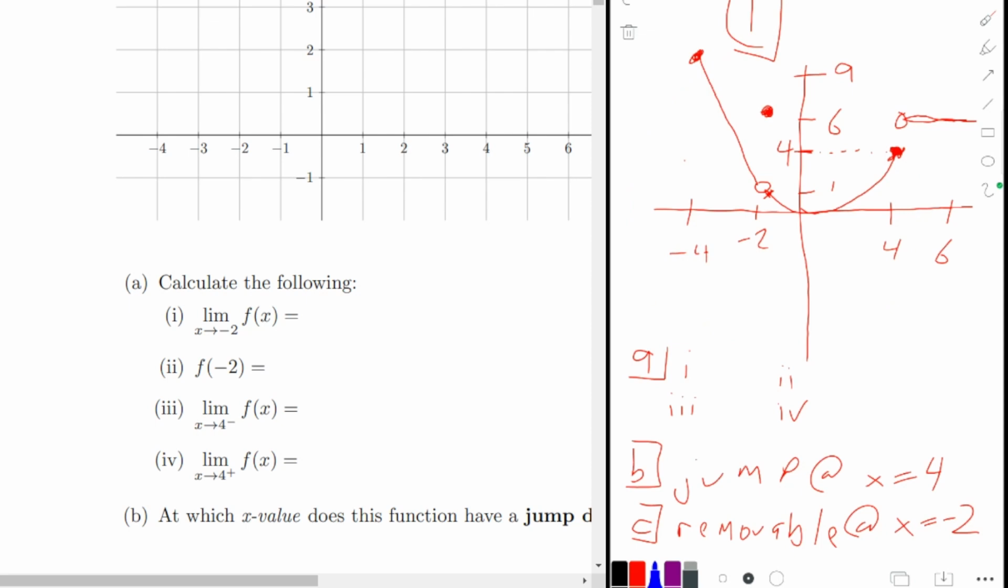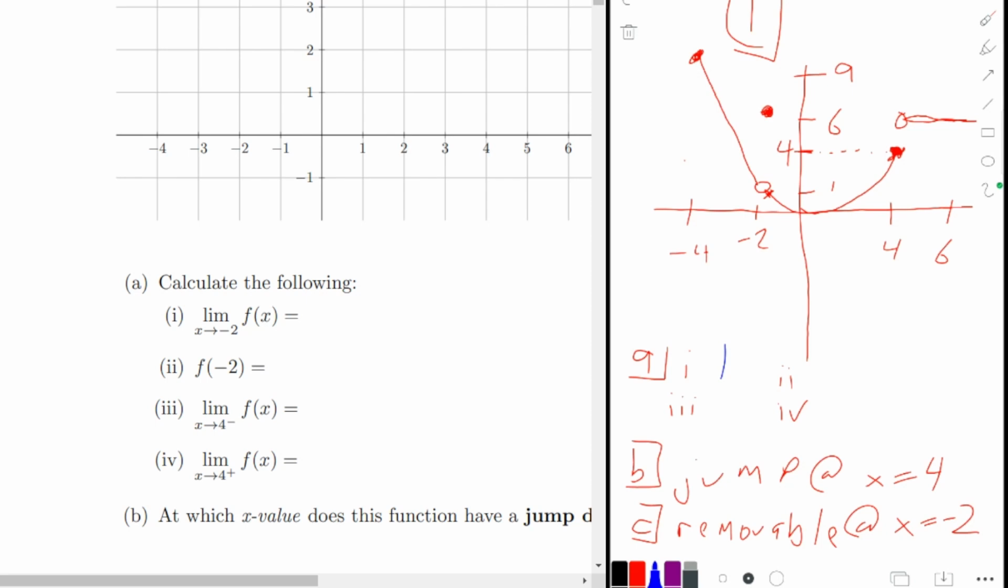Okay. So the limit as x approaches -2. Now this is a two-sided limit, so we have to think about both one-sided limits. And indeed, as we approach -2 from either side, the height from either side approaches +1. So the limit here does exist, and it is equal to 1. That was part 1.